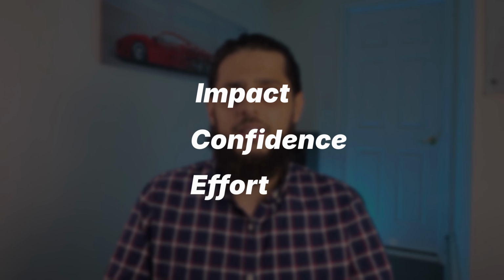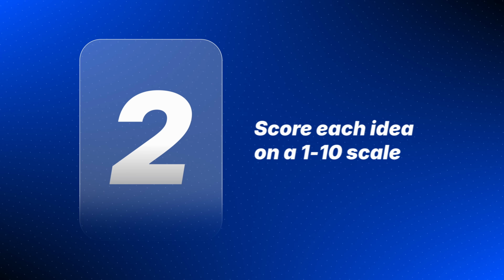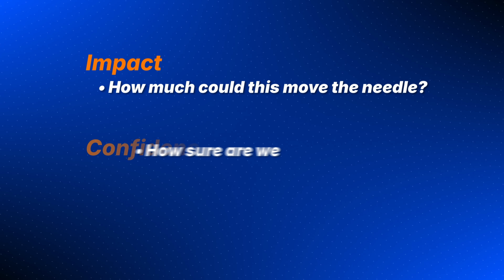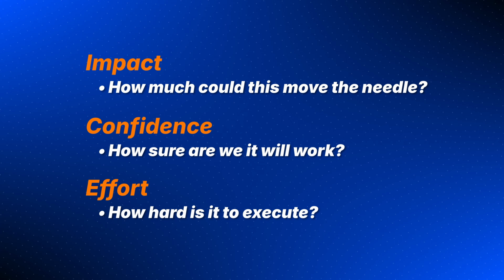Now that you know where the problem is, you can design hypothesis-driven fixes. Here's where the ICE framework comes in. Impact, confidence, effort. Step 1 is to write down every idea that could fix the problem. 2, score each on a 1 to 10 scale. Impact, how much could this move the needle? Confidence, how sure are we it'll work? And effort, how hard is it to execute? Then sort by the highest ICE score. That's your priority list. This is how you avoid wasting time on pretty changes that don't drive revenue.